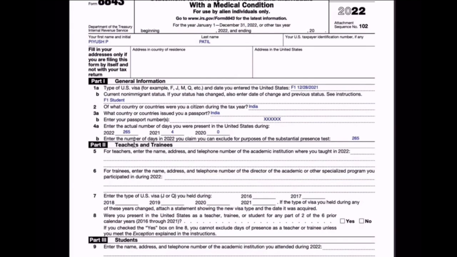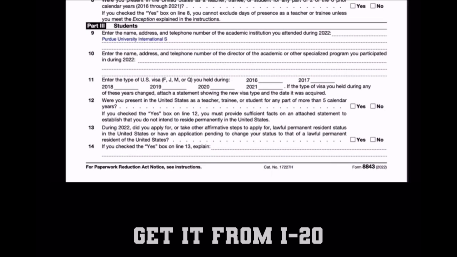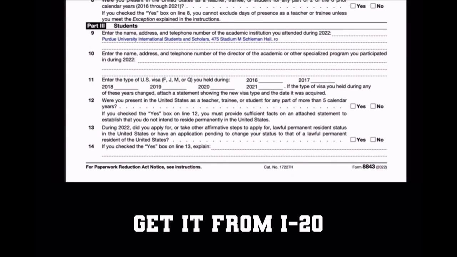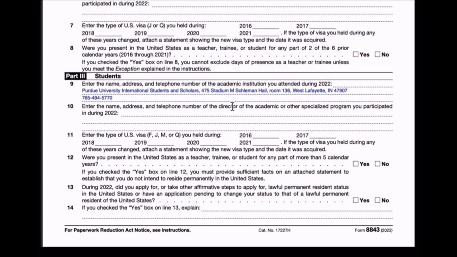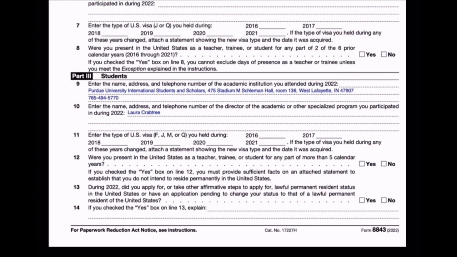So if you are a student, you have to leave the second part blank and move to the third part, that is for students. So here you have to enter the name, address and phone number of the institution. For the name, address and phone number of the director of the academic program, you can access your I-20 and see the designated school official and enter the details accordingly. Address will be the same as the one entered above.